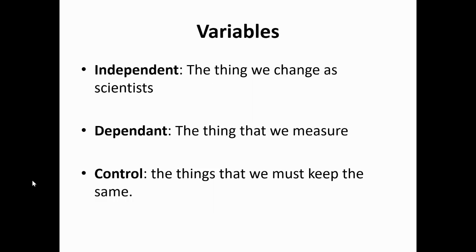So, as with every single investigation, we have got our variables. Now, hopefully from Key Stage 3, we can remember that the independent variable is the thing that we are changing as scientists, and the dependent variable is the thing that we're measuring. An investigation really would be, how does one thing affect something else? So your independent variable is the thing that we are changing, and the dependent variable is the thing that we are looking at the change in.